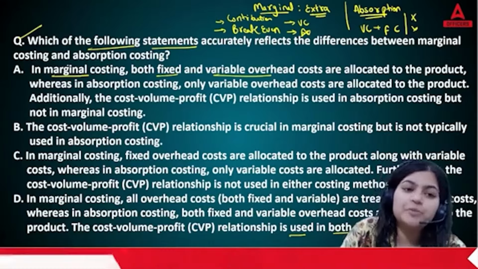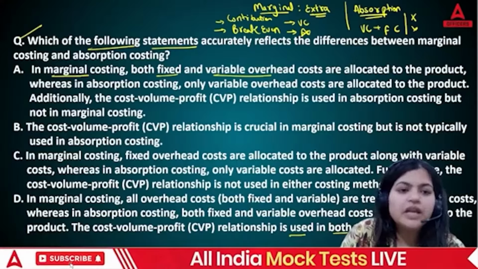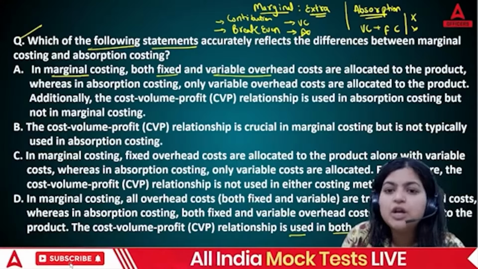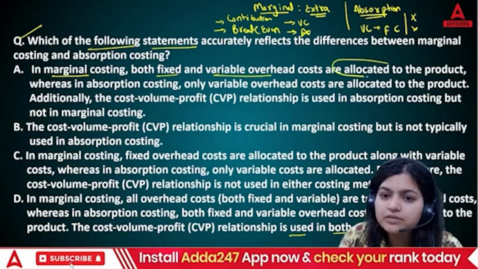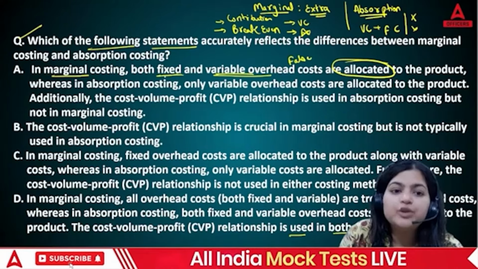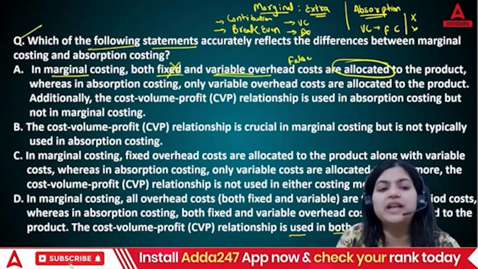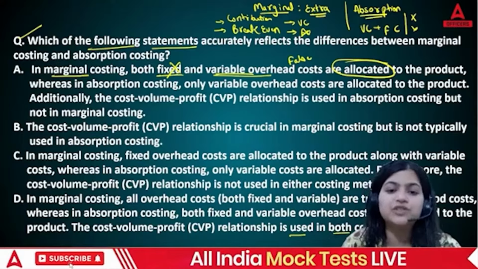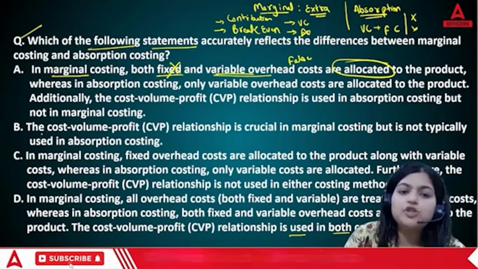So let's read the options once again. In marginal costing, both fixed and variable costs are allocated to the product. What do you think? In this first line only they are saying you will add fixed and variable cost in marginal costing. This is wrong. You will never add fixed cost during calculation of marginal costing. After calculation of contribution, you are going to adjust this fixed cost. So the first option is wrong.